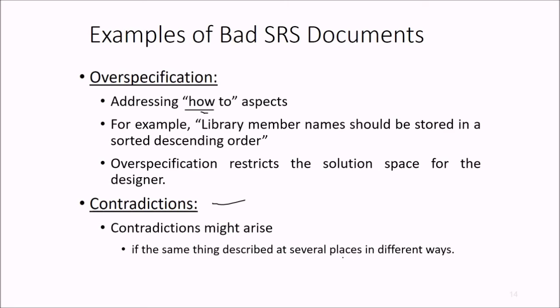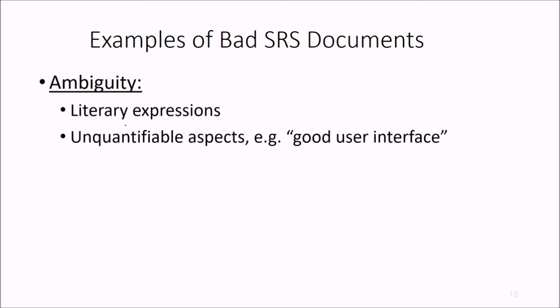If the same thing is described at several places in different ways, describe one thing at one point, and that should be very clear. Do not repeat it. Ambiguity is an important aspect which I was just suggesting to you. You can have literary expressions like "good user interface." How are you going to quantify or verify a good user interface?